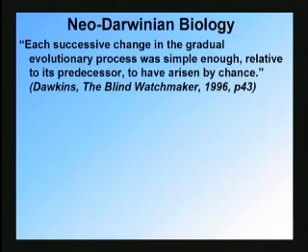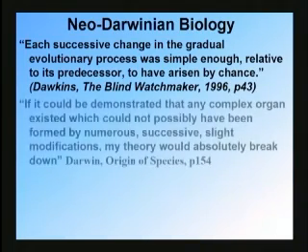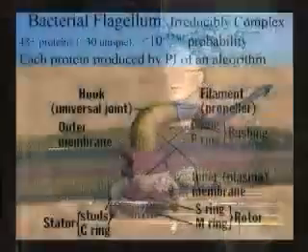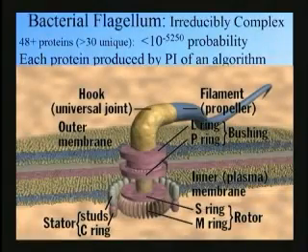So neo-Darwinian biology then says that each successive change in the gradual evolutionary process was simple enough relative to its predecessor to have arisen by chance. And it is also significant that Darwin said if it could be demonstrated that any complex organ existed which could not possibly have been formed by numerous slight modifications, my theory would absolutely break down. Okay? Let's take a look at the bacterial flagellum.